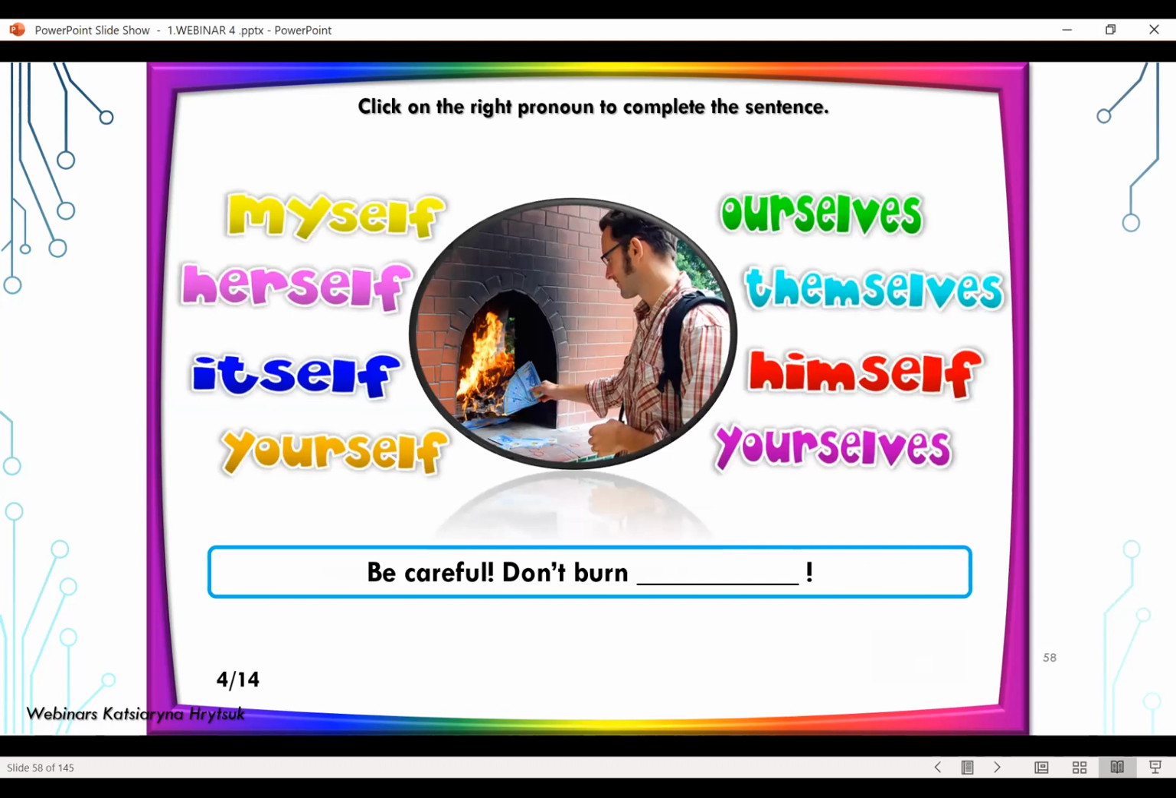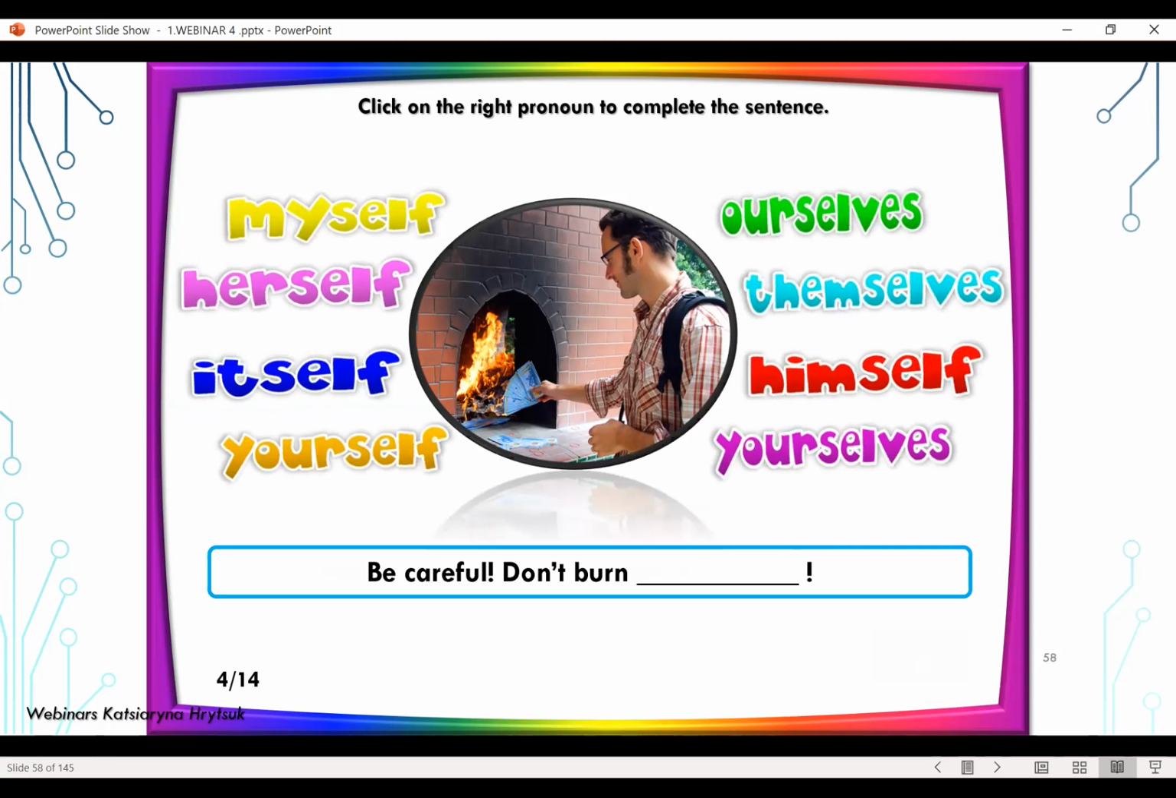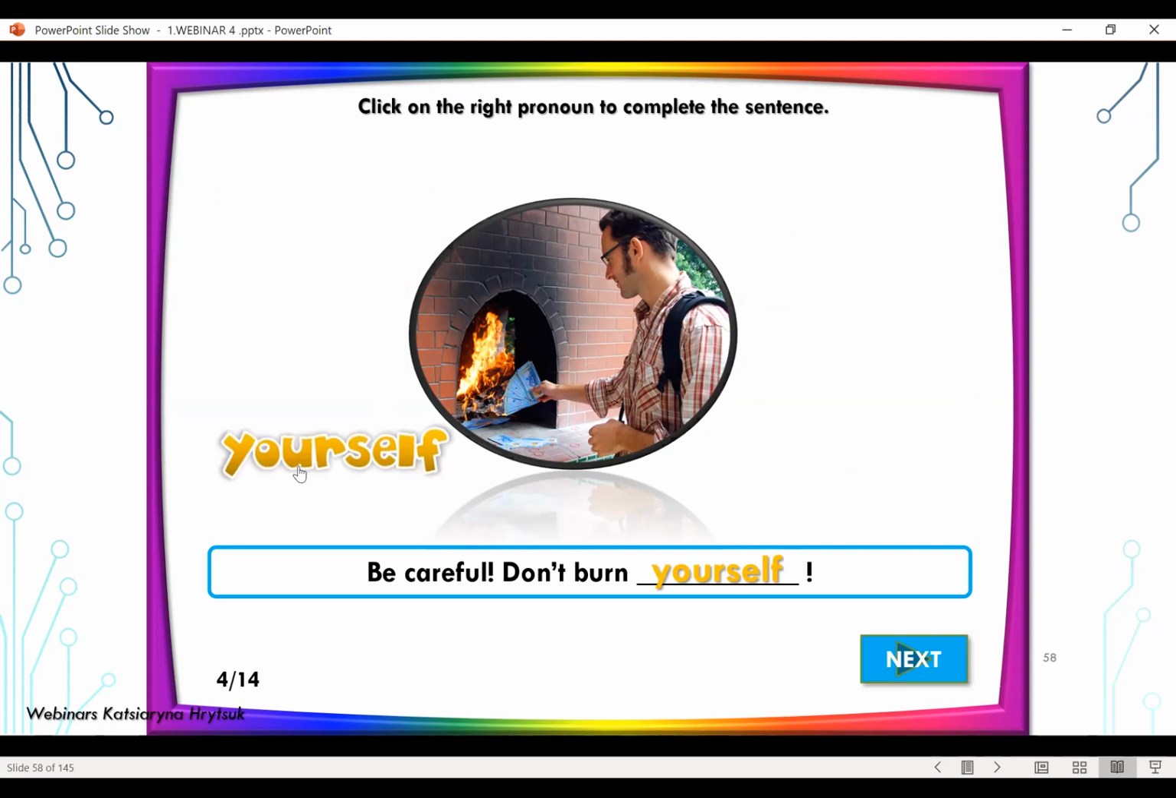Be careful, don't burn. Burn, not born. I was born. Burn, don't burn. Don't burn yourself. So you don't burn yourself, you tell one person. You imagine when you give an instruction, it means that you address the person. And if you address the person, it's you. So you don't burn yourself.